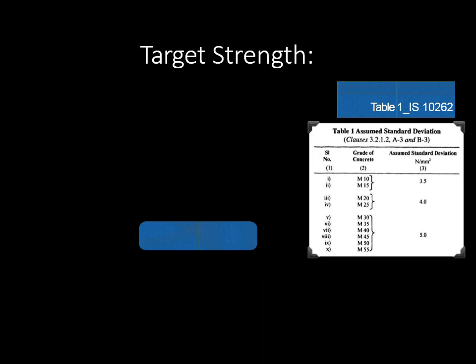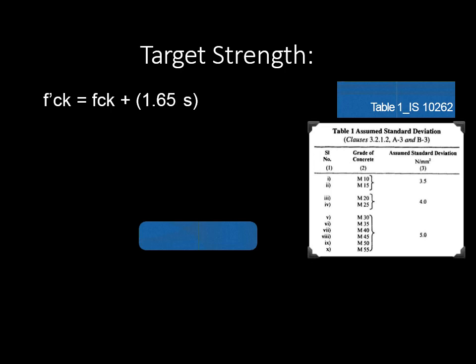What is meant by a target strength? For obtaining a certain specific grade of concrete, you have to target a higher level. For example, if you want a 20 grade concrete, you have to design for a higher grade so that after a lot of trial and error, you will get the desired 20 grade of concrete. How we are going to do this, I am going to explain now.